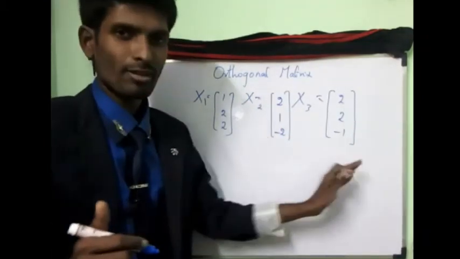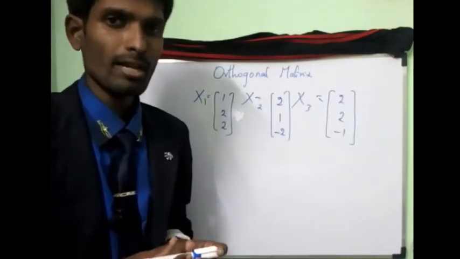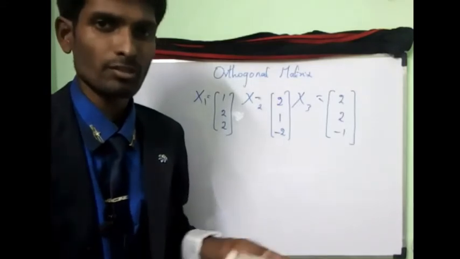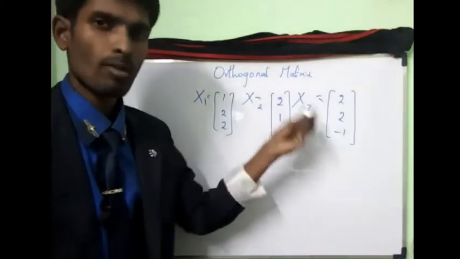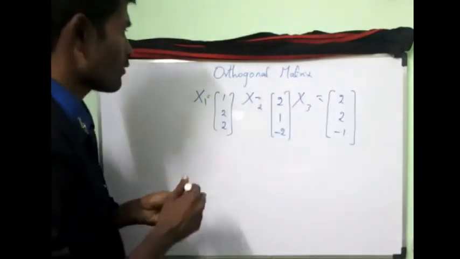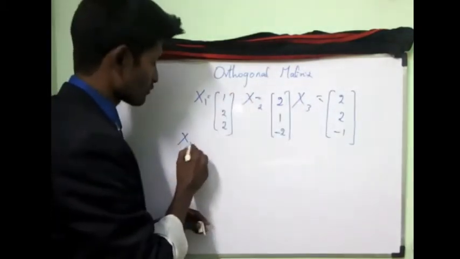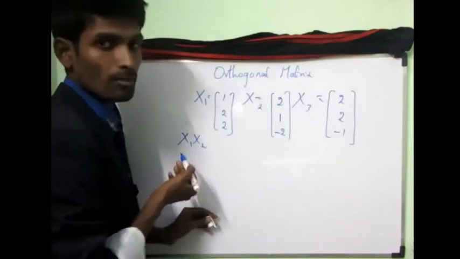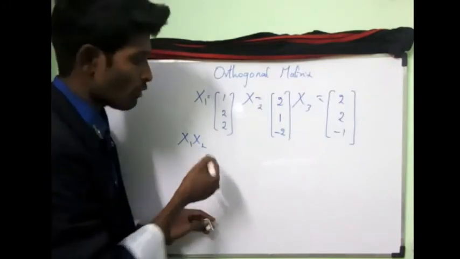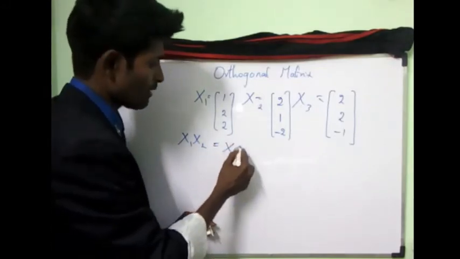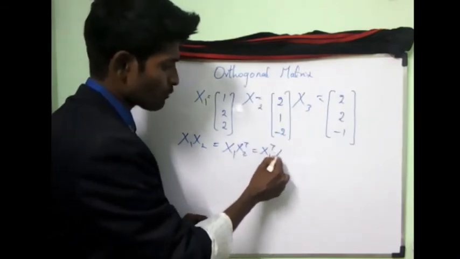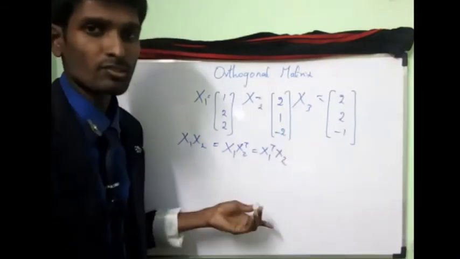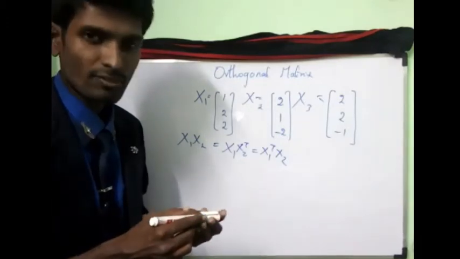Because I got these three forms, if you multiply any two of the matrices, the resultant value will give a 0 matrix. Let me check this by multiplying each and every matrix. Now I do x1 dot x2. In the previous class I said how it is going to multiply, because x1 x2 means what? x1 x2 transpose is equal to x1 transpose x2. One of these two matrices will get the transformation.